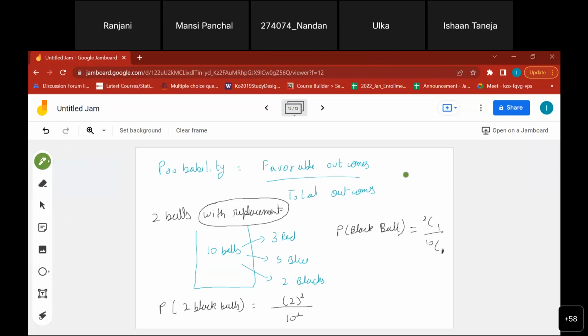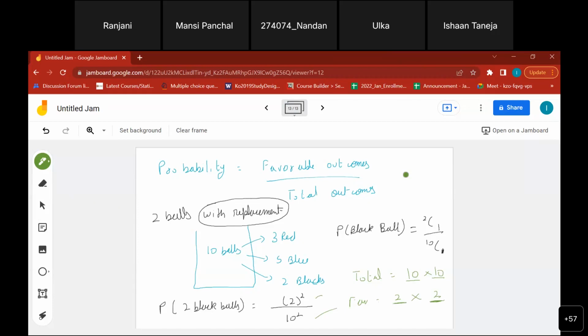Another way to think of it is, what are your total outcomes? Total outcome is, at the first draw, you can have any of the 10 balls. In the second draw, again, you can have any of the 10 balls, right? While your favorable outcome is, in the first draw, you can have any of the two black balls. The second draw, you can have any of the two black balls, right? So it is nothing but 2 squared by 10 squared, right?